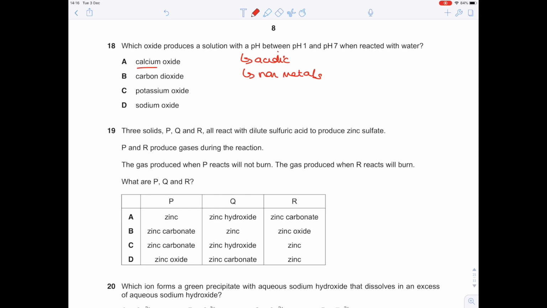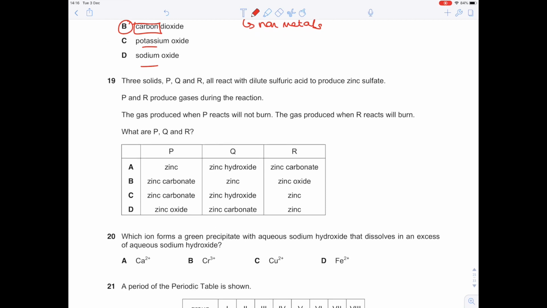And actually the only non-metal here is this carbon here. Everything else I've underlined is a metal, so 18B is the answer by default. 3 solids, P, Q and R, all react with dilute sulfuric acid to produce zinc sulfate.